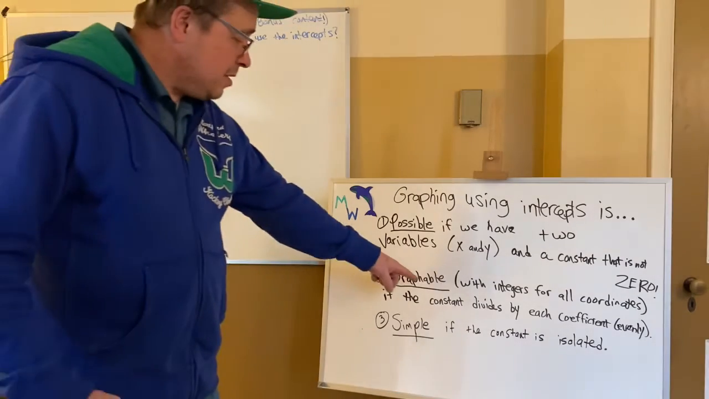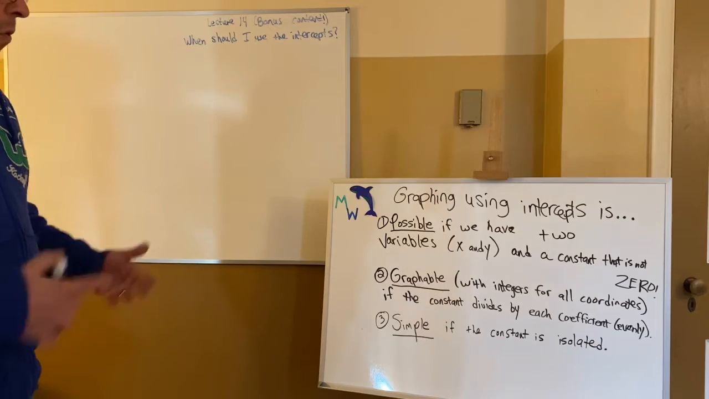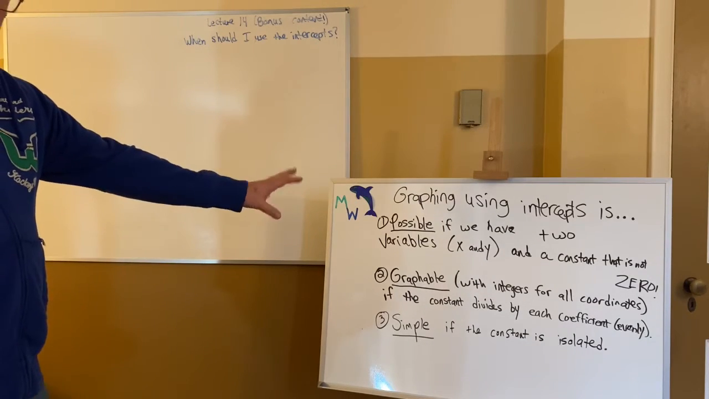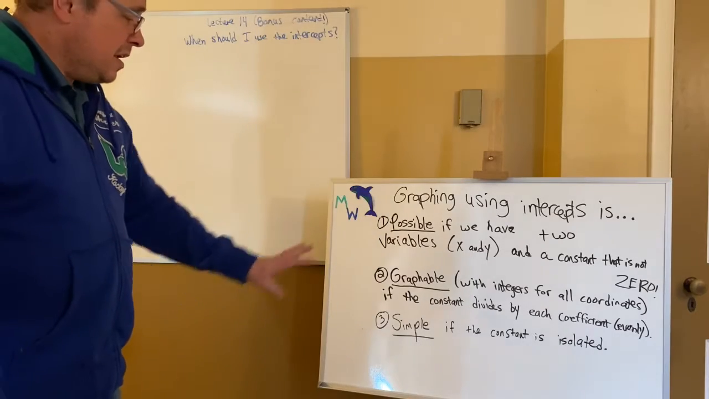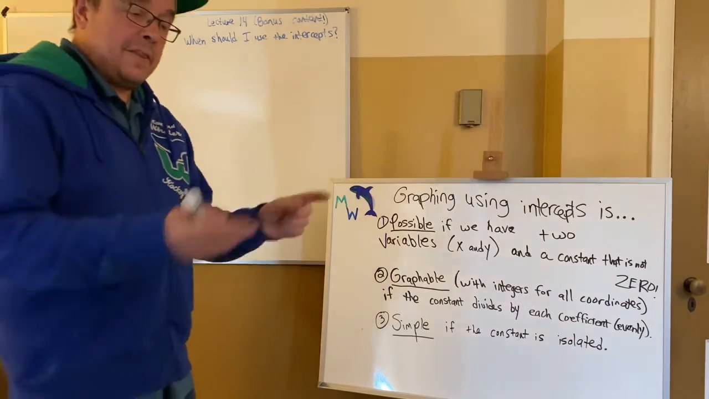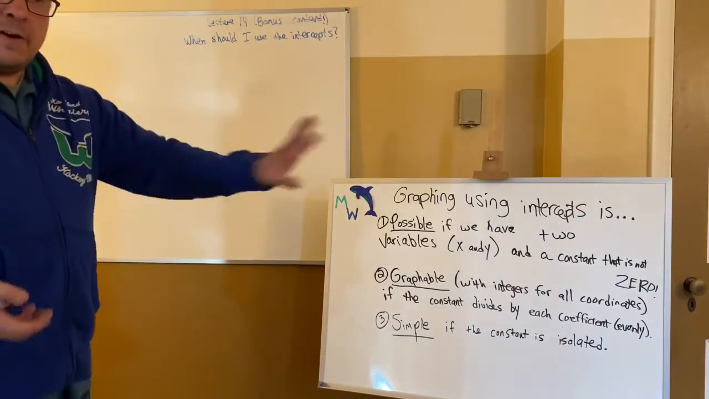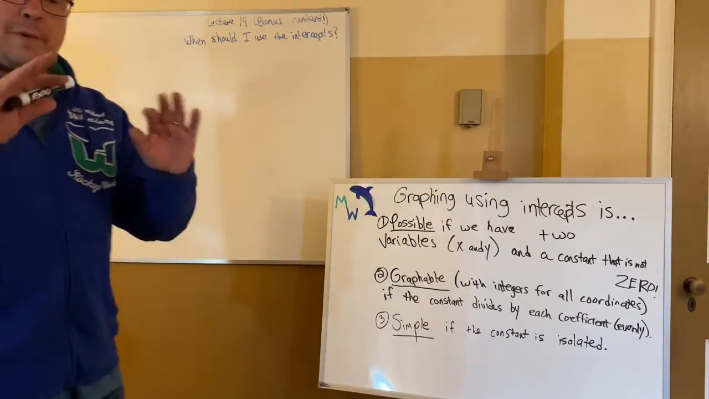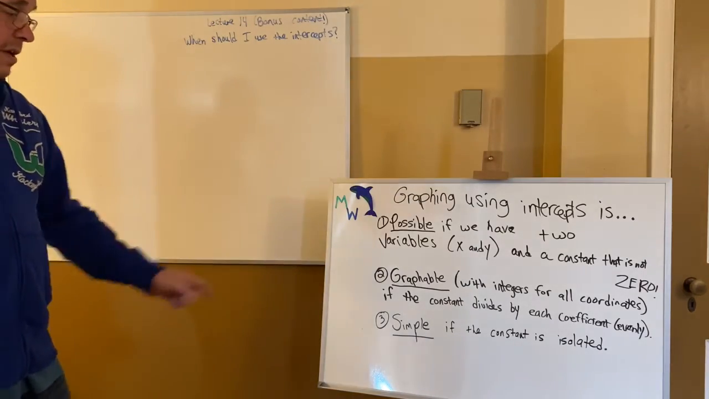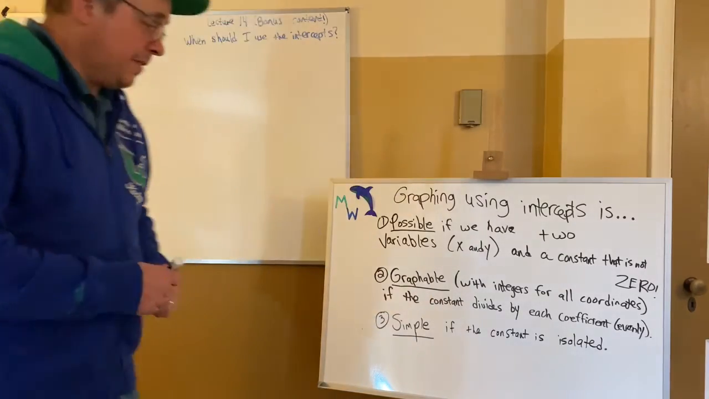What's going to happen, that's going to be graphable whenever we have that situation. It's got the two variables as well as a non-zero constant. It's such a case where we can divide the number by the coefficient of each of the terms that we have wherever they are. We don't have to worry about negative or positive at that moment, just to see if they make integers. It's simple if the constant is isolated.